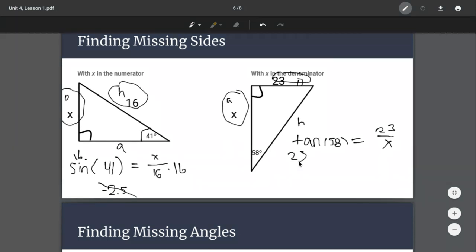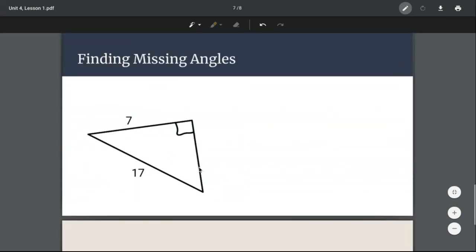But it's still not simplified. You still have to solve. And once again, my calculator on this computer that I'm using will not do that, and I'm not going to bother going on my phone because I already know it's going to do the exact same thing, and I don't want to show you the wrong thing, but you would just go into the calculator and say 23 divided by the tangent of 58.